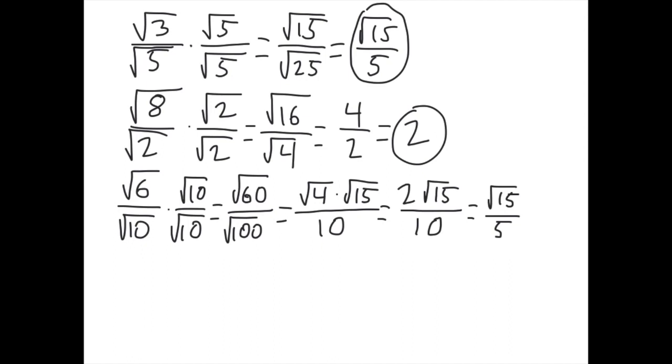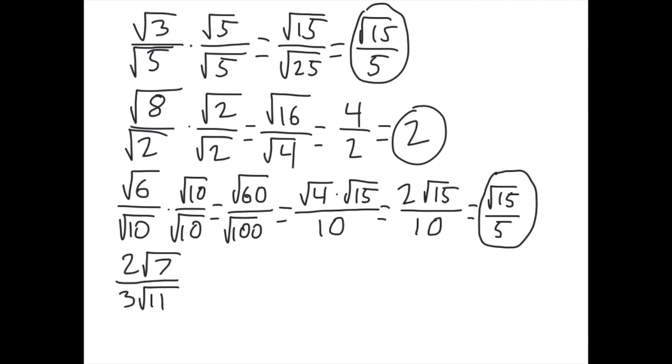You cannot simplify, you cannot reduce a square root over a number. Even though you could think 15 divided by 5 is 3, you can't do that because this is a square root and this is not. These two can't reduce each other. They can't combine in any way possible. So this is your final answer. Square root of 15 divided by 5.